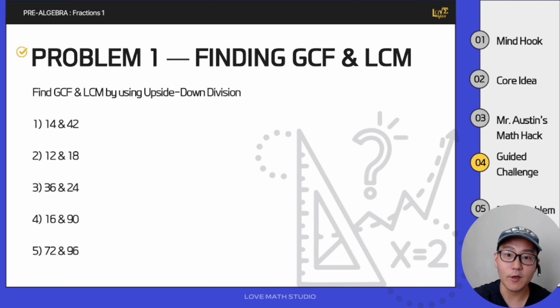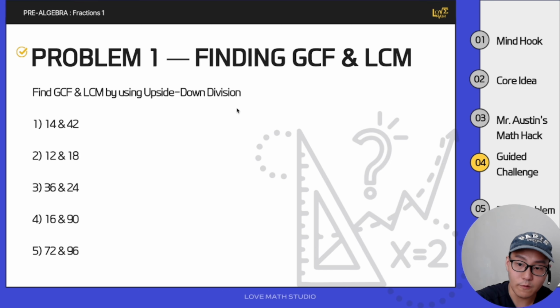Let's go. Today, we're going to go over greatest common factor and least common multiple. The GCF stands for what I just said, greatest common factor, and the LCM is the least common multiple. So let's see what they are.